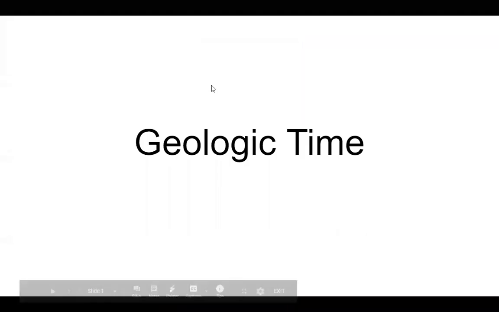All right, so the topic is geologic time, which we need to find the evidence for, as well as have an understanding of how we measure that amount of time, okay? So going forward here.